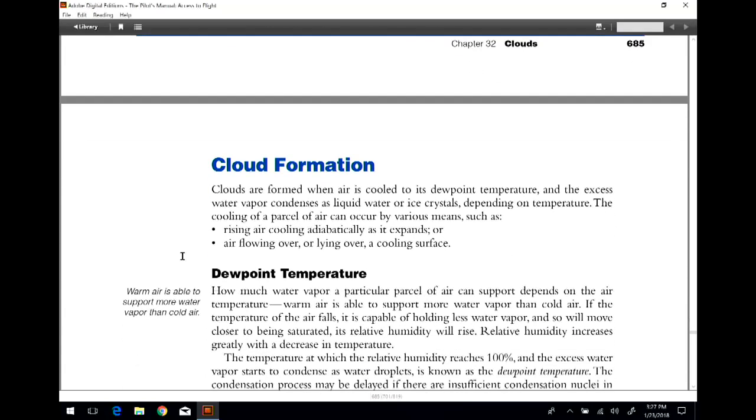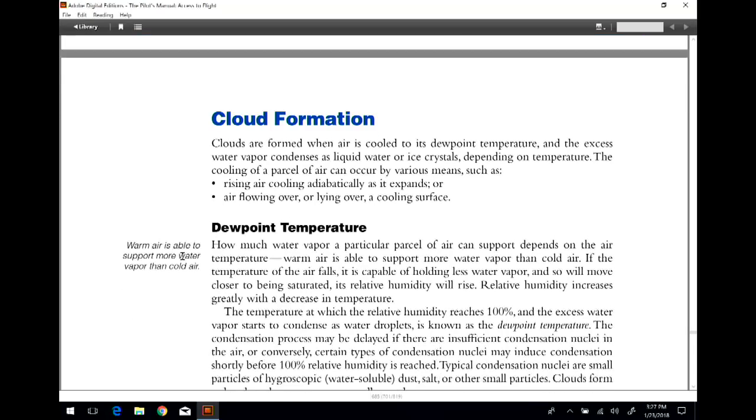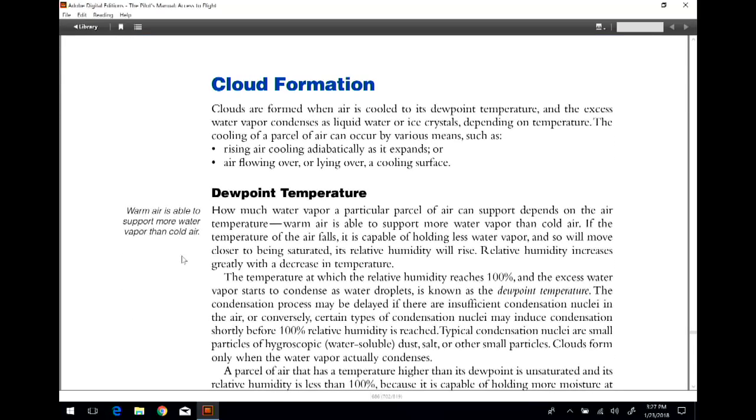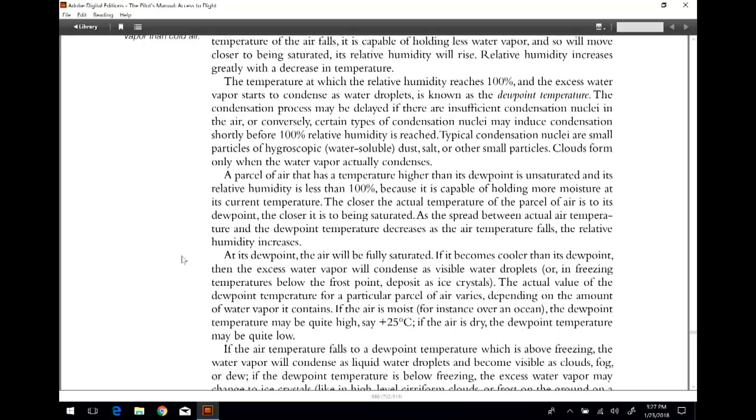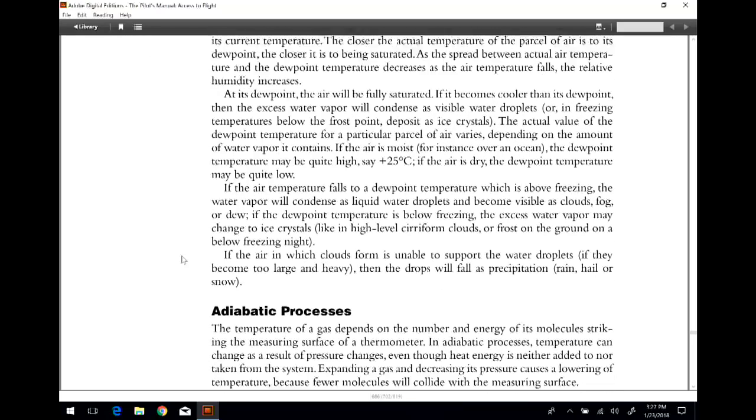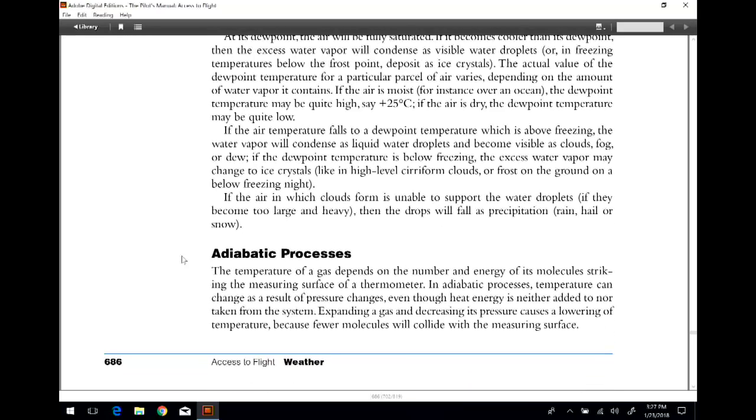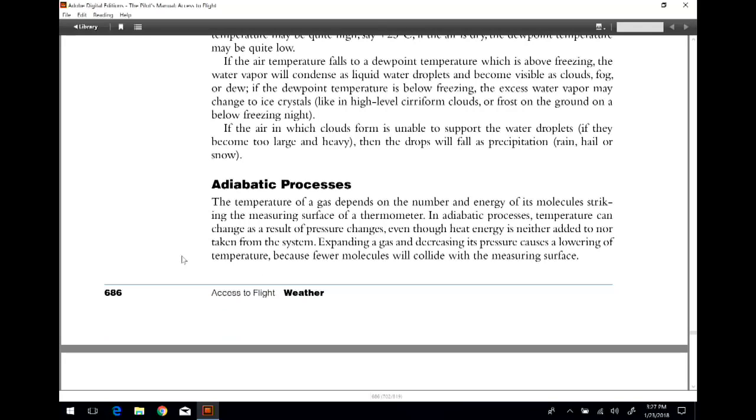Cloud formation. Again, we understand what forms a cloud. We've talked about that a ton. We talked about warm air. We've talked about dew point. You guys can read that. Okay.